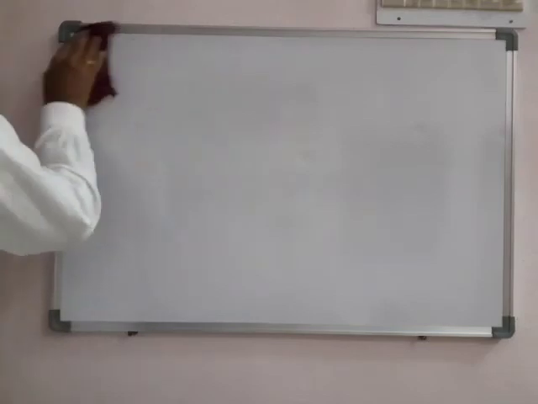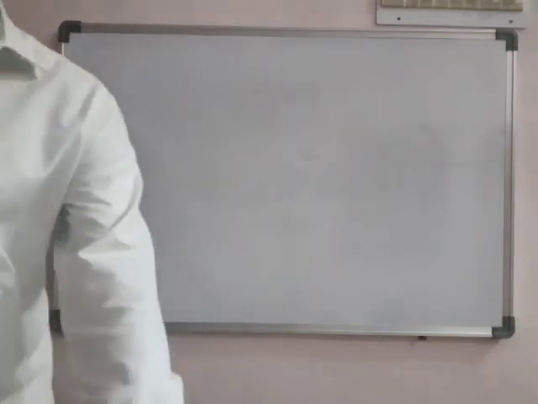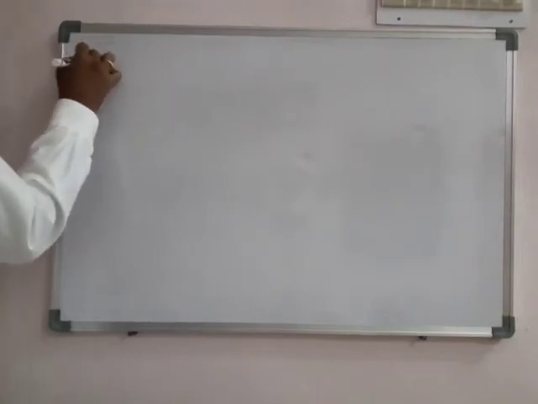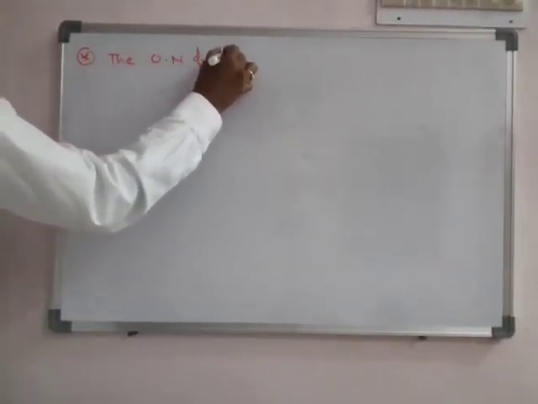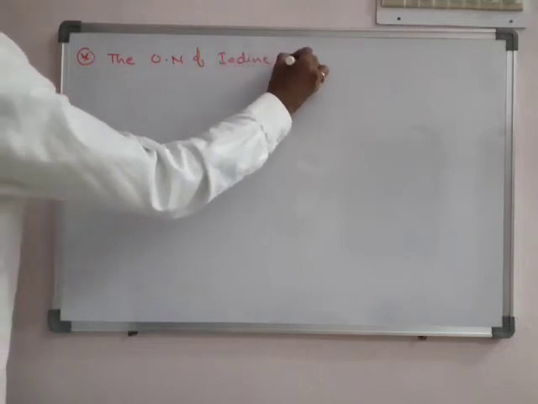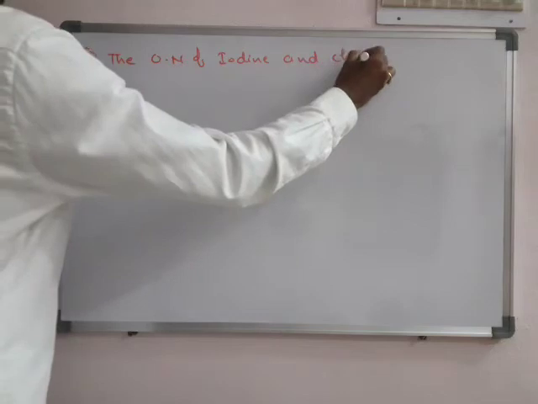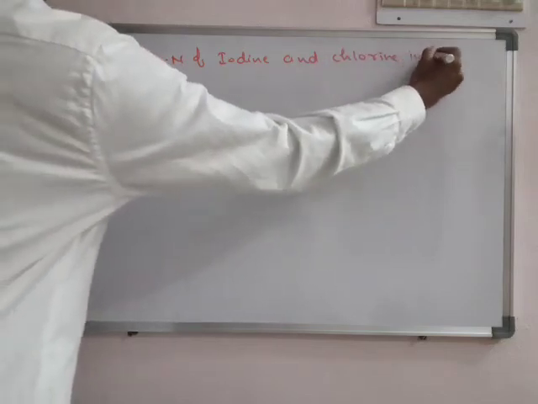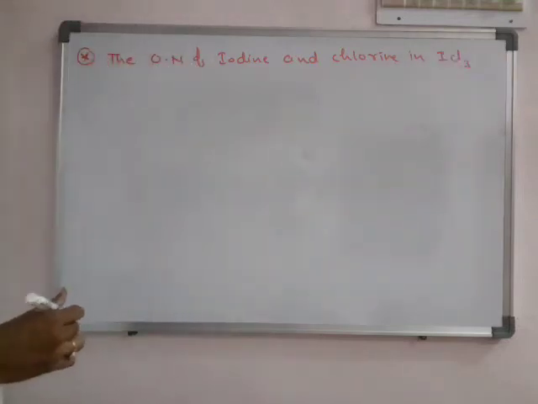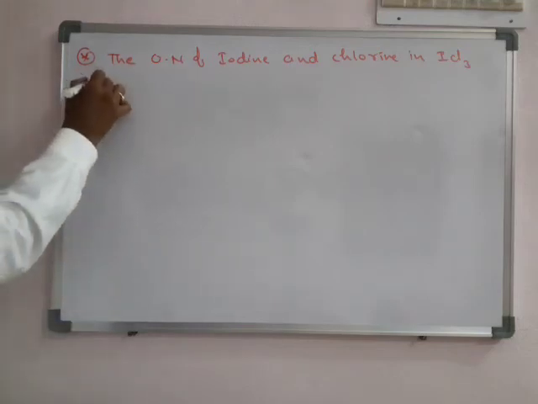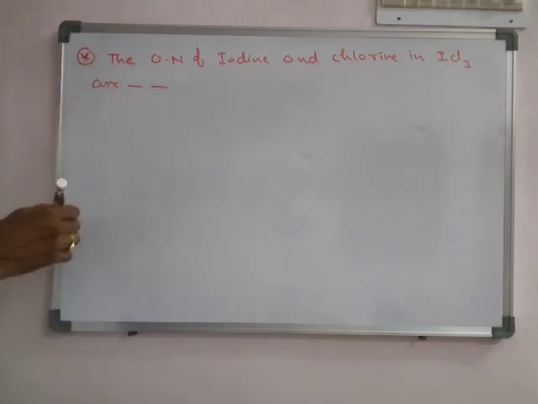So next question is the oxidation numbers of iodine and chlorine in iodine trichloride are dash.